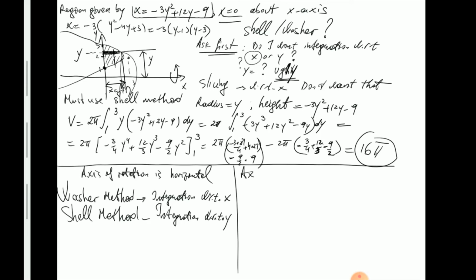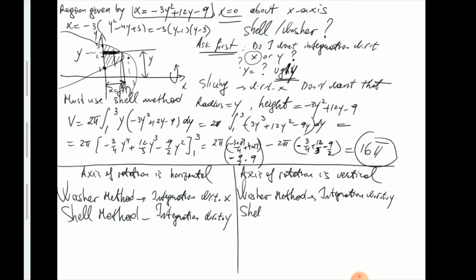If axis of rotation is vertical, then it's the other way around. So washer method, integration with respect to y. Shell method is integration with respect to x. All right, so stay tuned for the last example and the last page.